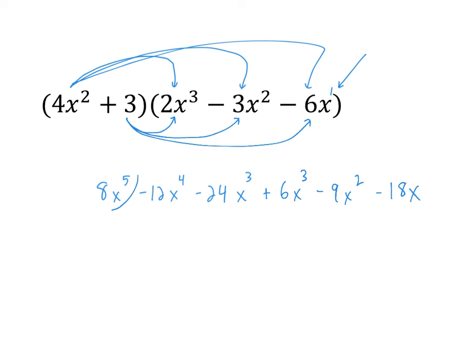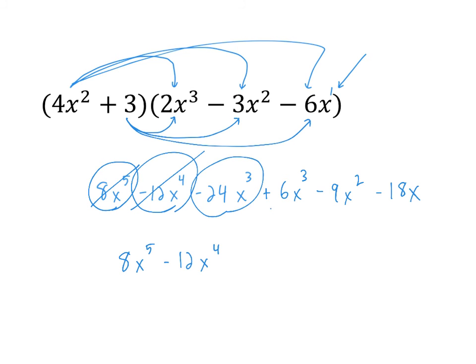Okay, like terms, there's only one x to the 5th, so we'll just rewrite that. Only 1 x to the 4th, just rewrite that. We get 2x cubes, so negative 24 plus 6 is negative 18. And that's x cubed. There's only one x squared term and only one x term, so we just rewrite those.